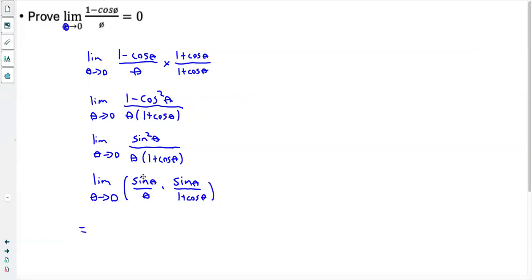Now we know that sine theta over theta as theta goes to 0 is 1. And then we know that if we substitute 0 in for theta, sine of 0 is 0 over 1 plus cos of 0. Cos of 0 is 1, so 1 plus 1 gives us 2. So we've got 1 times 0 over 2, so that's just going to be 0. So therefore, we can say that our limit as theta goes to 0 of 1 minus cos theta over theta is equal to 0.